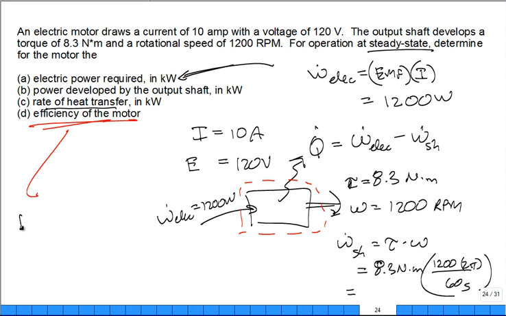The efficiency of the motor is what you desire. What do you desire? You desire that W dot shaft, that power out the shaft, over what did you have to pay for to make the thing run? W dot electric. Will it be 100%? No, it'll be down 97, 95, 93, 87, something percent. Thank you.